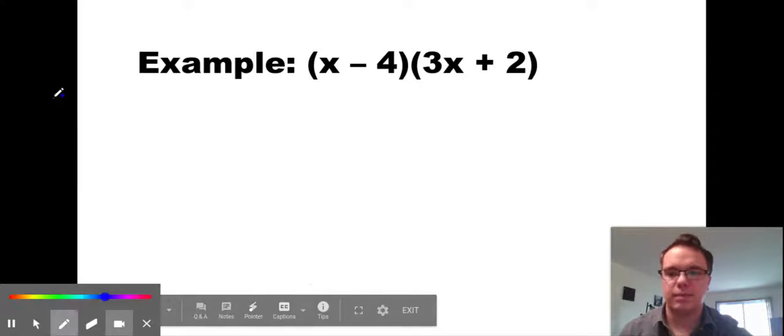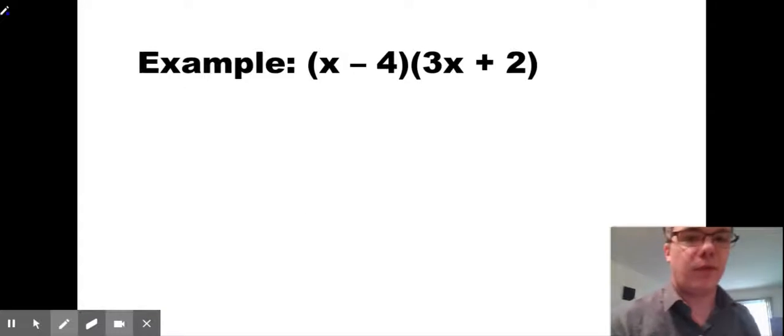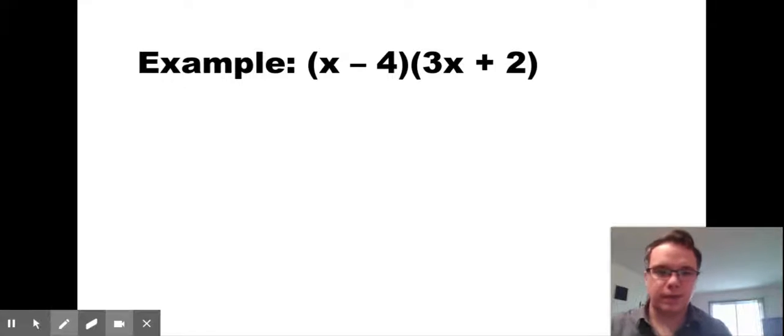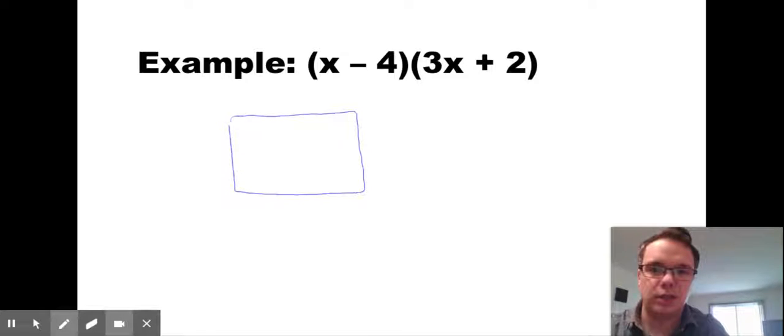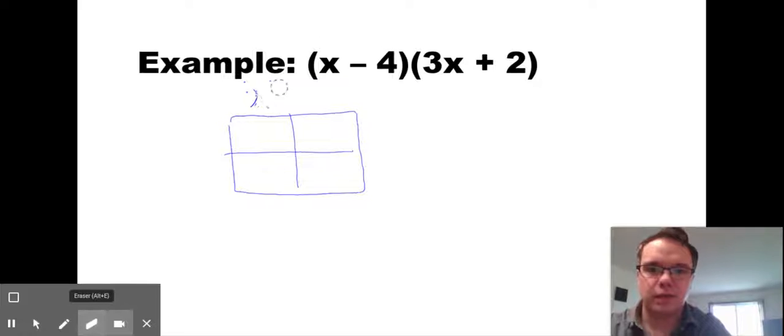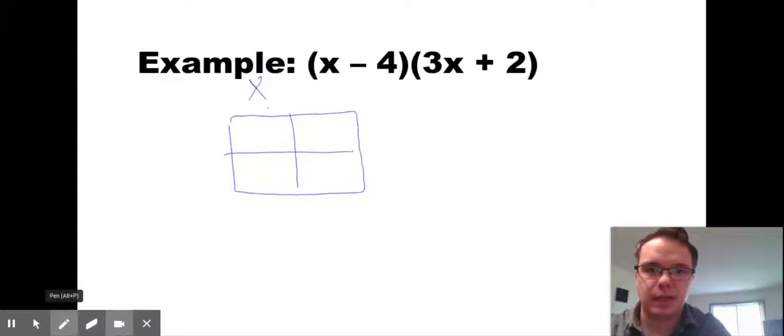Our first example is x minus 4 times 3x plus 2. Since there are two terms in each polynomial, we're going to make a 2 by 2 box, and on top, I'm going to put my x and my negative 4. And on the side, I'm going to put my 3x and my 2.